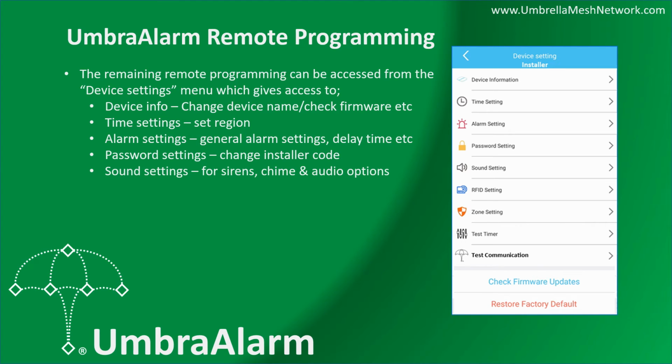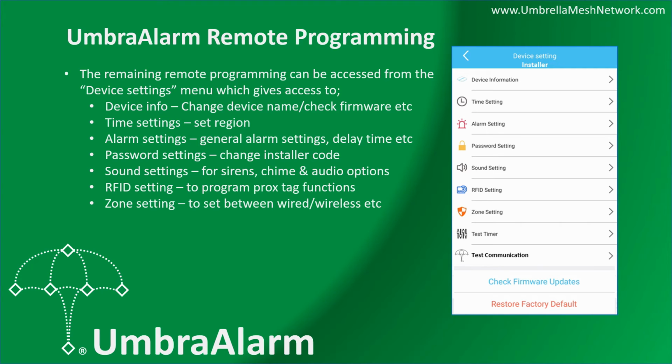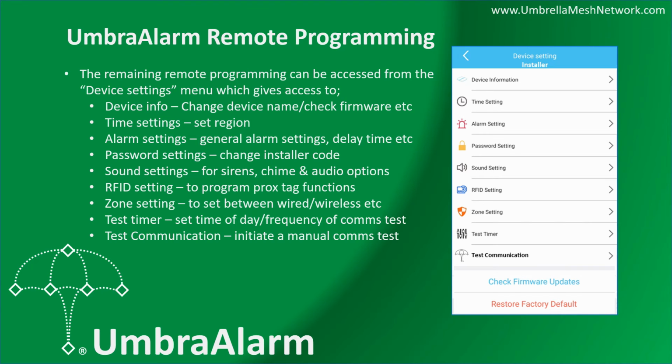sound settings for the siren, chime, and audio options, RFID settings to program the proximity tag functions for arm, disarm, or arm and disarm, zone settings to be set between wired or wireless, test timer, set time of day or frequency of communications test, test communication, this initiates a manual communications test.